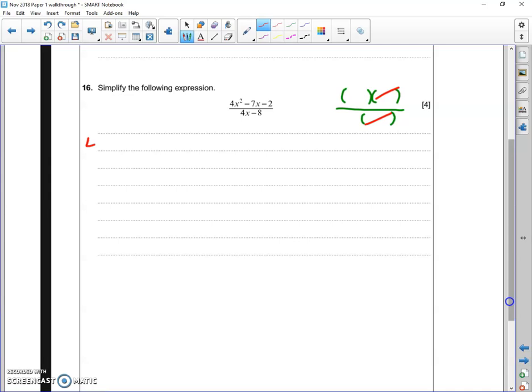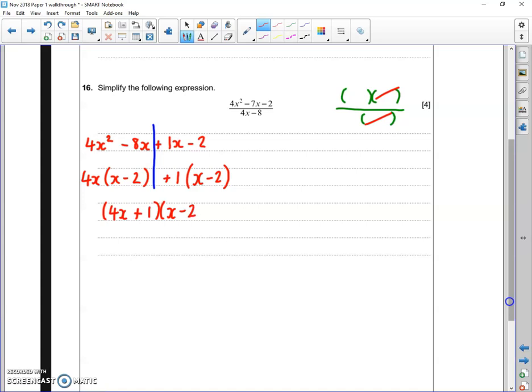So I'll just work separately. 4x squared minus 8x plus 1x minus 2. Split it in half to factorize. You can take 4x outside, which leaves x minus 2 on the inside. We've got to take something out, so that'll be a 1. The signs are okay, so it's plus 1, x minus 2. Matching brackets is always a good sign. And then put it all back together again, so that's 4x plus 1, x minus 2. So that's our numerator. If I put that over here, 4x plus 1 over bracket x minus 2.